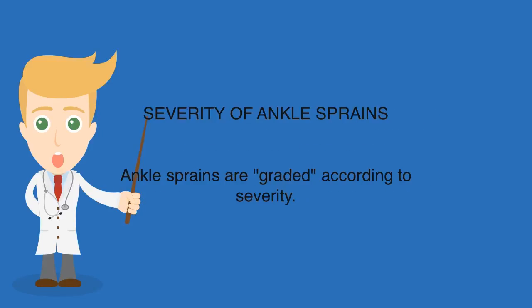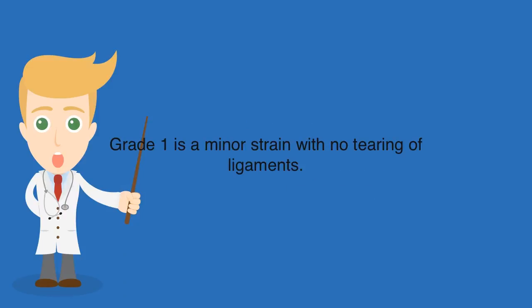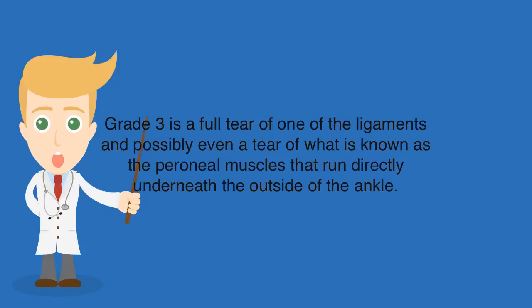Severity of ankle sprains. Ankle sprains are graded according to severity. Grade 1 is a minor strain with no tearing of ligaments. Grade 2 is a partial tear of the lateral ankle ligaments. Grade 3 is a full tear of one of the ligaments and possibly even a tear of what is known as the peroneal muscles that run directly underneath the outside of the ankle.